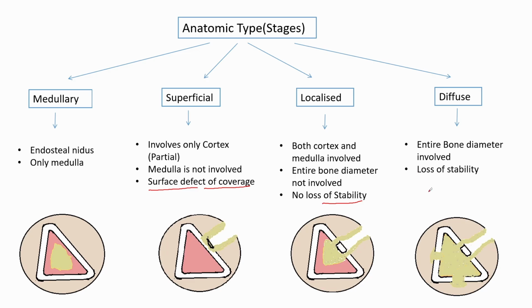So, during the treatment of the diffuse type, we will need to augment it after debridement with some sort of fixation, which is not required in the localized type. So, Cierney-Mader classification is important in this sense that it guides the treatment.